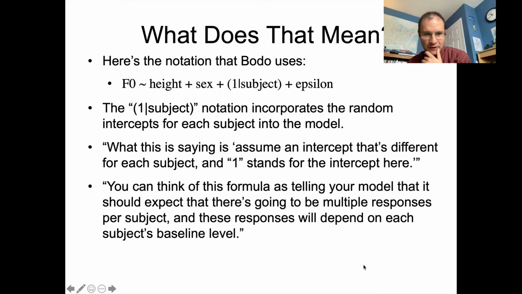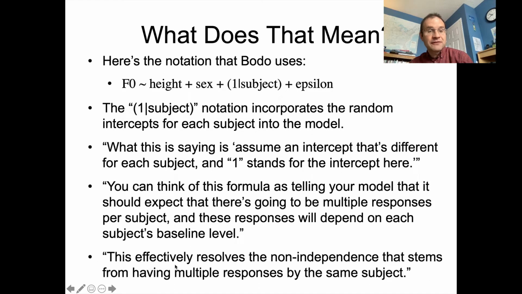Here's more about the conceptual part of it. You can think of this formula as telling your model that it should expect there's going to be multiple responses per subject, and these responses will depend on each subject's baseline level. Like I said, we're normalizing by subject in this respect. So this effectively resolves the non-independence that stems from having multiple responses by the same subject. And it's a little bit like the repeated measures ANOVA I mentioned before, but we're getting more detailed because we're able to do this on a subject by subject or speaker by speaker basis. So that's pretty cool. And like I said, it helps to have more computing power to throw at this problem. That's why these models have become more popular in recent years, just because they've become a lot easier to use.